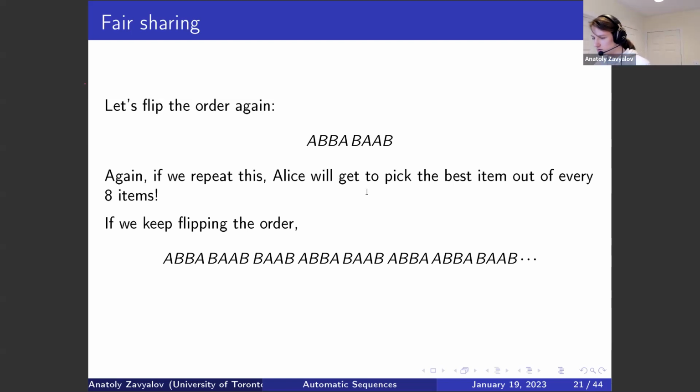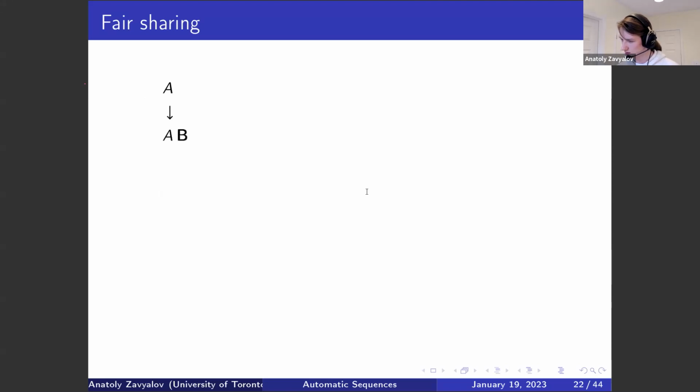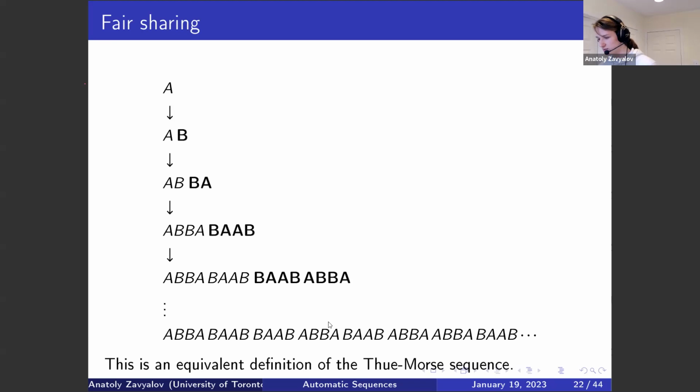And this right here, if you replace A with 0 and B with 1, you get the Thue-Morse sequence. Let's just see what we did. We started with A, then we copied whatever we had before and put it at the end, and then we flipped it, so it became a B. And then we did the same thing. We copied it and flipped it, and got A, B, B, A. Keep doing that forever, and we get the Thue-Morse sequence. And this is an equivalent way of constructing it.